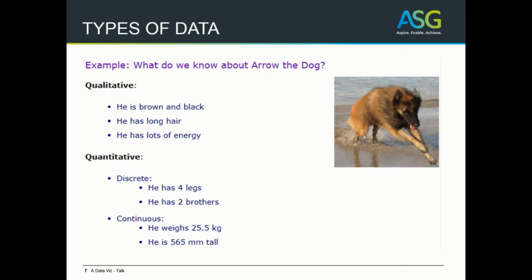It's not a float at any point in time, but continuous is the other way. It's a float number. 25.5 kg, 565 millimeters tall. What is the temperature today? Today afternoon it might be 26.2 degrees. By evening it might come down to 15 degrees, and so on. So whenever you have a number which is an integer, it's discrete, and the other way, if it's a float, it's continuous as well.